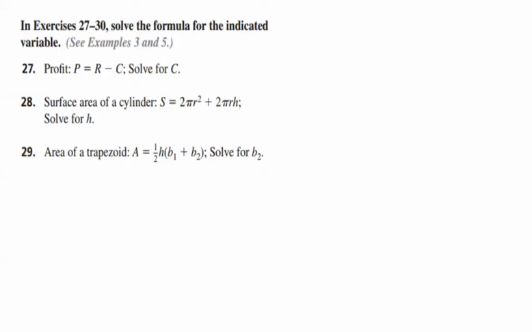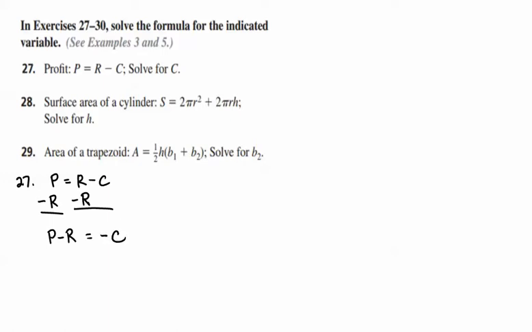So the first one, 27, we do know that profit is equal to revenue minus costs. We don't have to worry about exactly what those mean right now, but our goal is to solve for C. So the first thing that we could do is leave the C alone and subtract an R on both sides, and we'd get P minus R is equal to negative C.